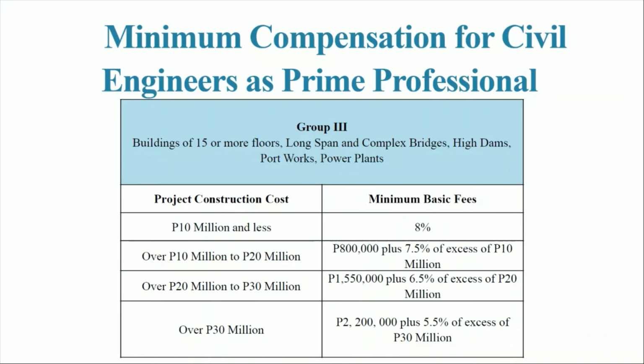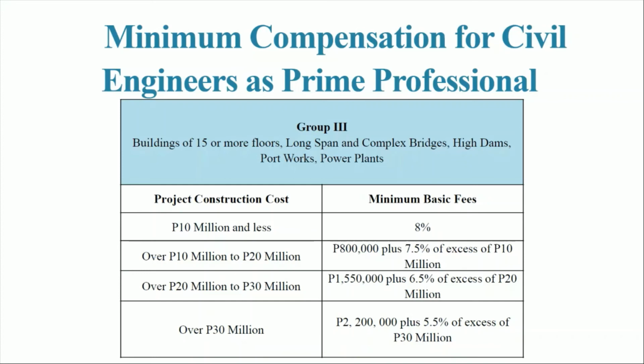So next here we have group 3. These are larger and much more complex projects. It could include buildings of 50 or more floors, like high-rise condominiums or high-rise commercial buildings, long span and complex bridges. We have high dams, port works, and power plants. So respectively of the construction cost, we have 8% as the minimum basic fee. And then next we have 800,000 plus 7.5% of the excess of the 10 million pesos.